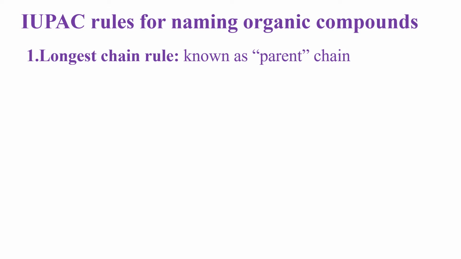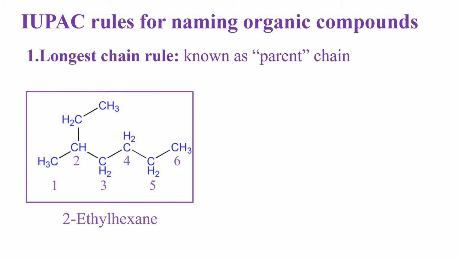The first and most important rule is the longest chain rule. As per this rule, we have to identify the longest possible chain in the given organic molecule and we have to number that. We are going to see with the help of an example how we are going to number. Here I am going to discuss the same structure with two different types of numbering, and let us see which one is right and which one is wrong.